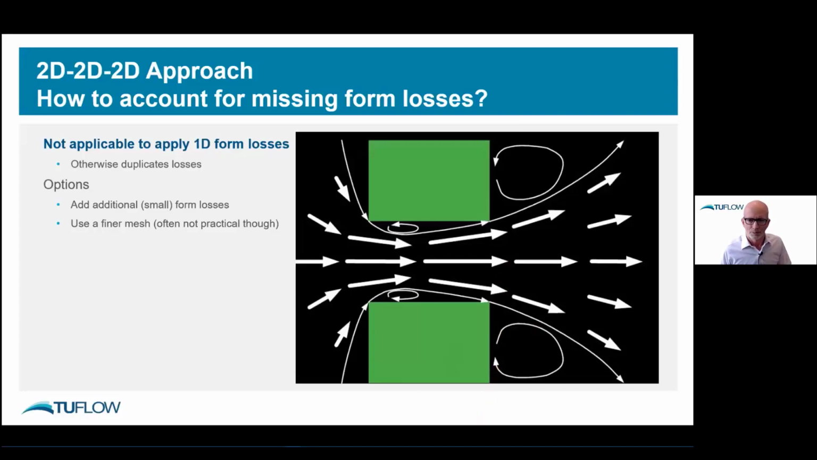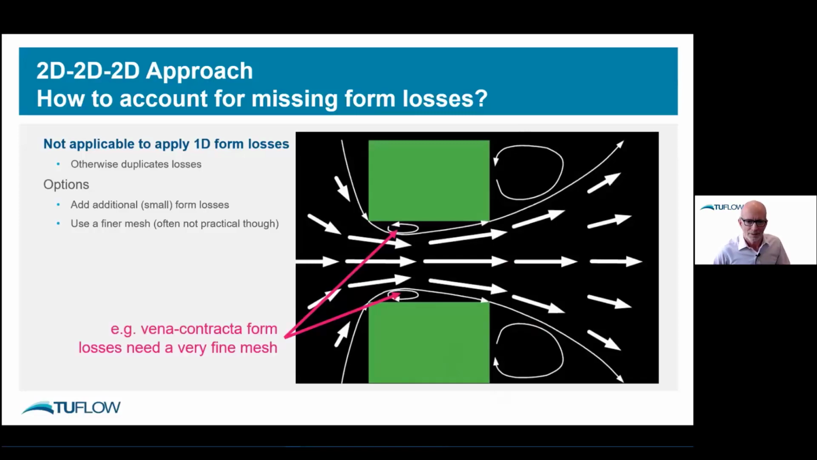you will be duplicating losses because the 2D is already knocking out quite a lot of loss in that system due to the more advanced equations. So our options are to just put a little bit of small form loss into there if we need it, or use a finer mesh, which is often not practical.